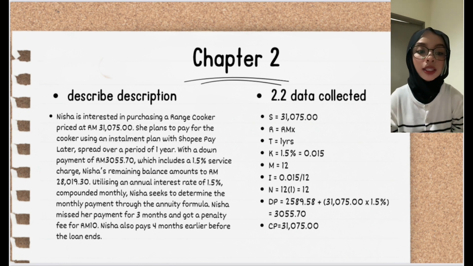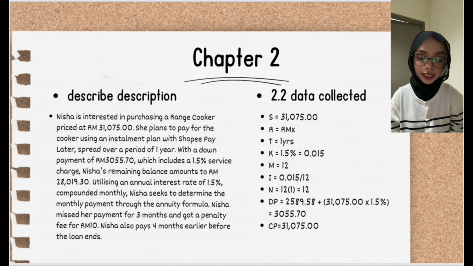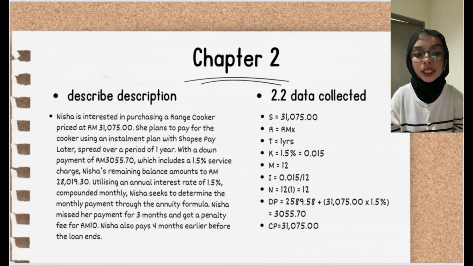And for the down payment equals to 2589.58 cents plus 31,075 ringgit times 1.5% equals to 3055.70 cents. Last but not least, we have credit purchase equal to 31,075 ringgit.